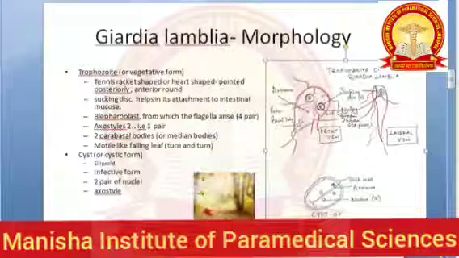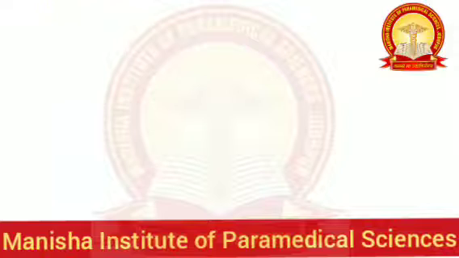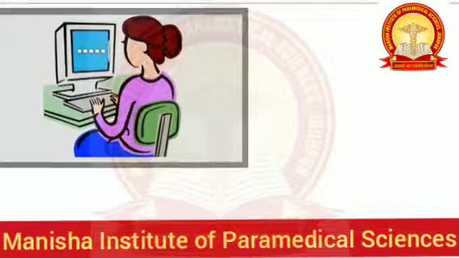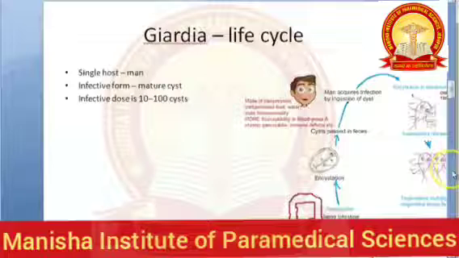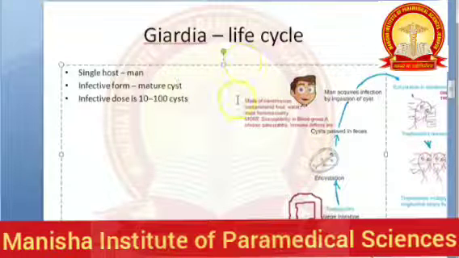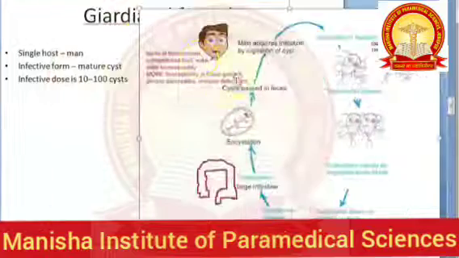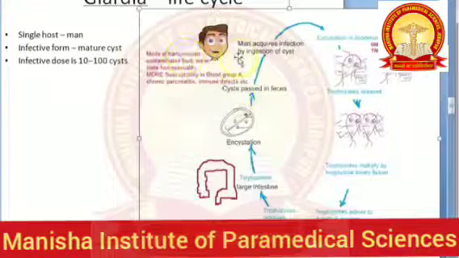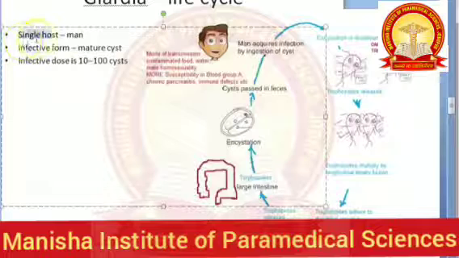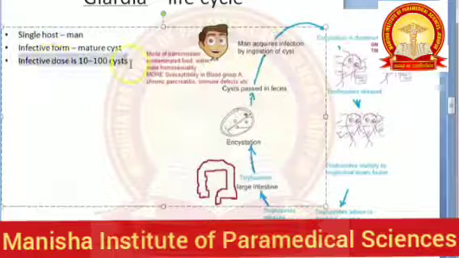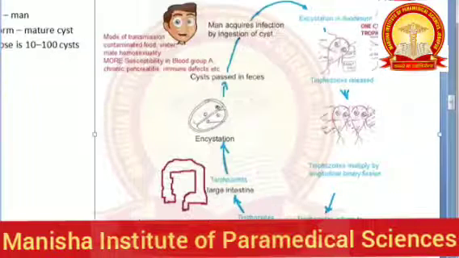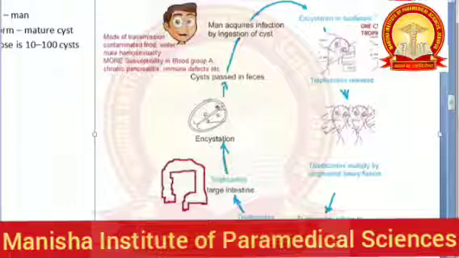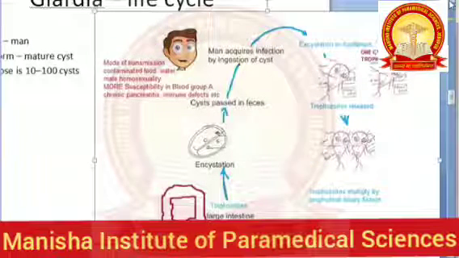So now, is it fine for us to move on? What are we studying? Giardia lamblia. Shall we move on? What is the next thing we have to study? The life cycle. Actually, man is the single host. Man is the only host for Giardia. The infective form is the mature cyst, and the infective dose is just about 10 cysts. If they take it, they will become infected. So let us look at the life cycle now. I will try to explain everything in this diagram only.